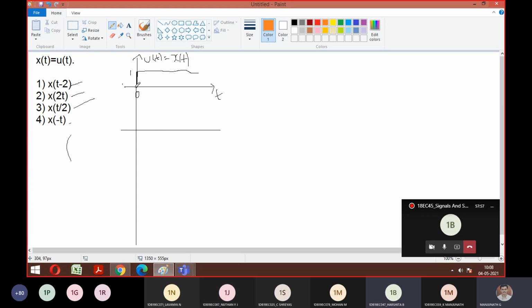One more thing, be careful. The signal is existing from 0 to 1, then constant. Many will do it like this: if you do only this much shifting, gone. So you should trace the signal completely. The signal is there from 0 to 1 also, so this complete signal you're supposed to trace. Then only you can expect full marks. So this is shifting by 2. This is your first category, u of t minus 2 or x of t minus 2, both are same.